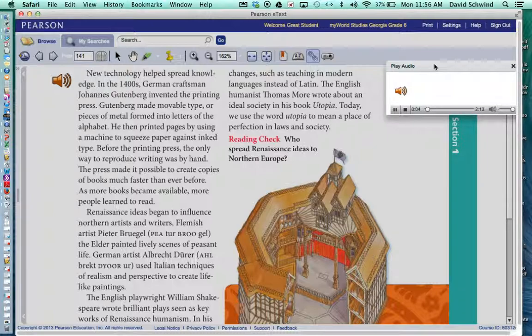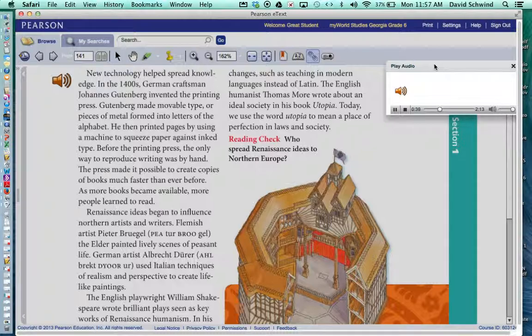In the 1400s, German craftsman Johannes Gutenberg invented the printing press. Gutenberg made movable type, or pieces of metal formed into letters of the alphabet. He then printed pages by using a machine to squeeze paper against inked type. Before the printing press, the only way to reproduce writing was by hand. The press made it possible to create copies of books much faster than ever before. As more books became available, more people learned to read.